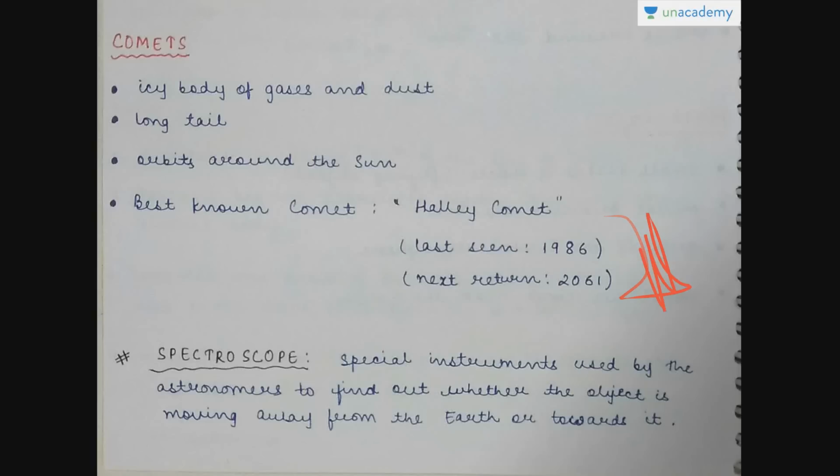Then the spectroscope, which is a special instrument used by astronomers to find out whether an object is moving away from the Earth or towards it.